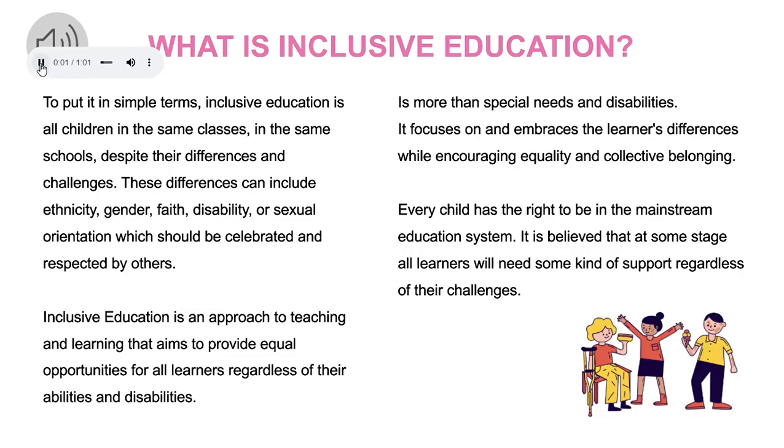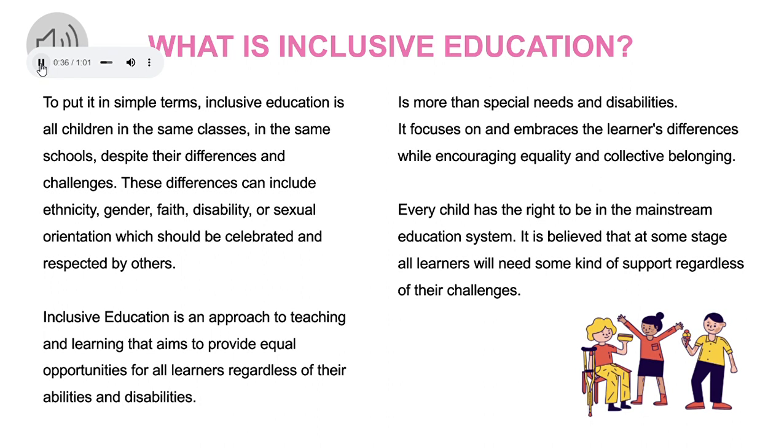What is inclusive education? To put it in simple terms, inclusive education is all children in the same classes, in the same schools, despite their differences and challenges. These differences can include ethnicity, gender, faith, disabilities, or sexual orientation, which should be celebrated and respected by others. Inclusive education is an approach to teaching and learning that aims to provide equal opportunities for all learners, regardless of their abilities and disabilities.